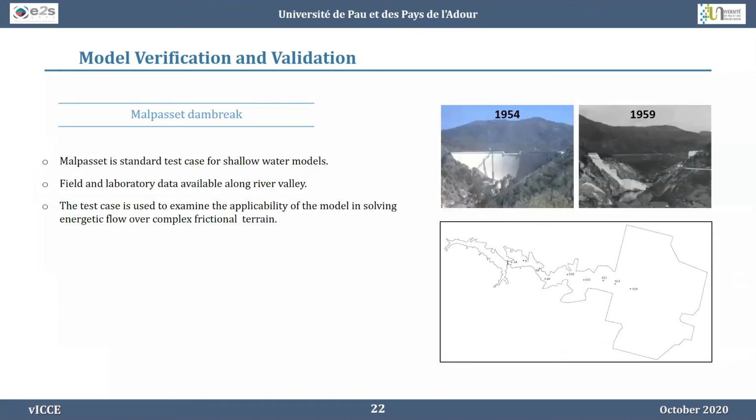In this section, we will test the applicability of the model to non-idealized problems, which include complex bathymetry. A commonly used test for shallow water codes is a dam break test. And since we are in France, we are using the Malpasset dam break. The Malpasset dam break is also interesting since there is field and laboratory data available for 9 locations along the river valley, which can be used for comparison.